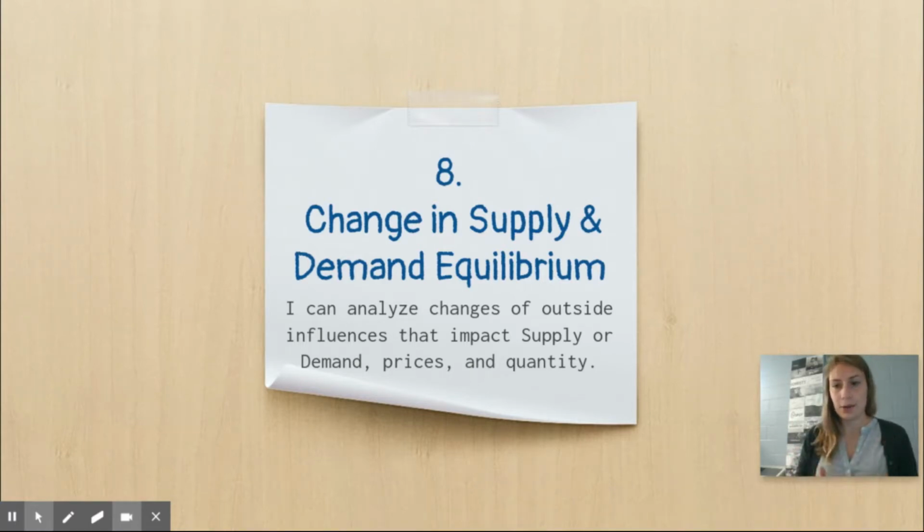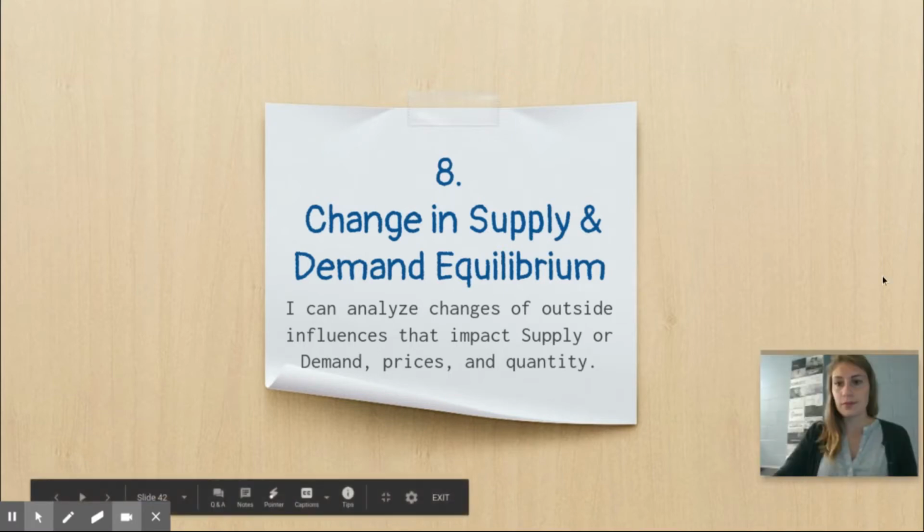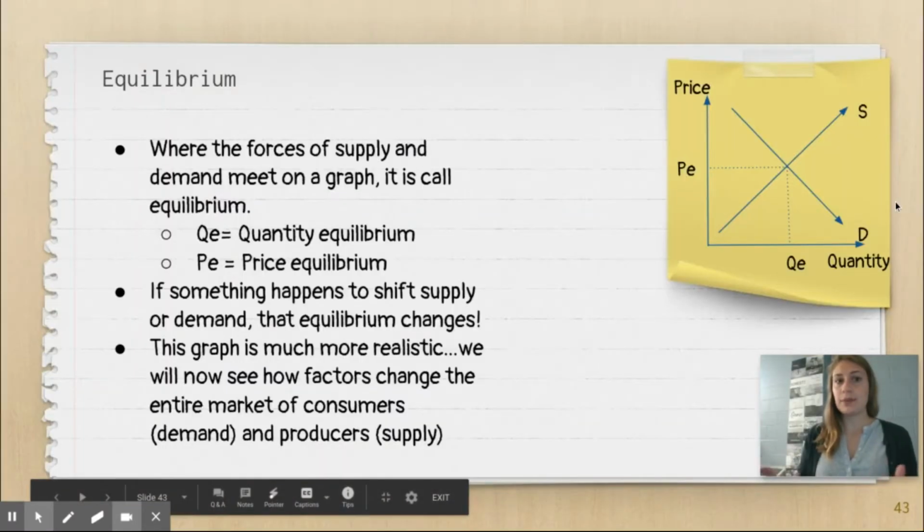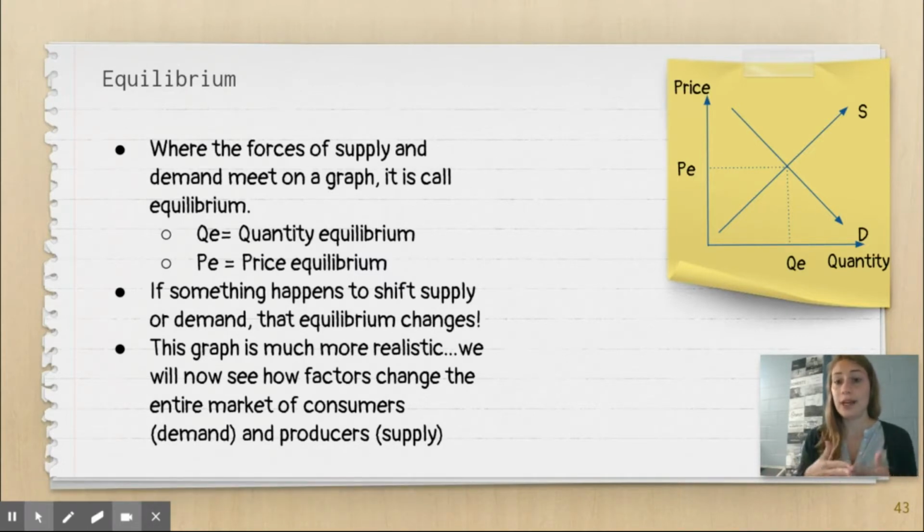We'll be working through some practice problems together, and our lesson today will focus on putting our supply and our demand graphs together and learning to read the equilibrium of both. So equilibrium is where the forces of supply and demand meet on a graph. This point is called the equilibrium, and it is documented by a QE and a PE. The QE is the quantity equilibrium, while the PE is the price equilibrium.